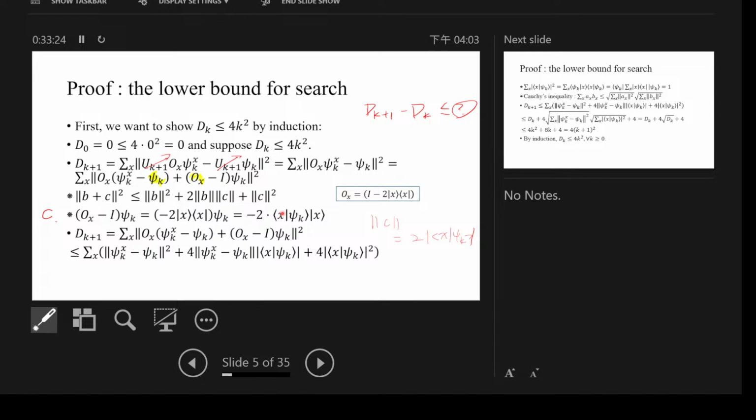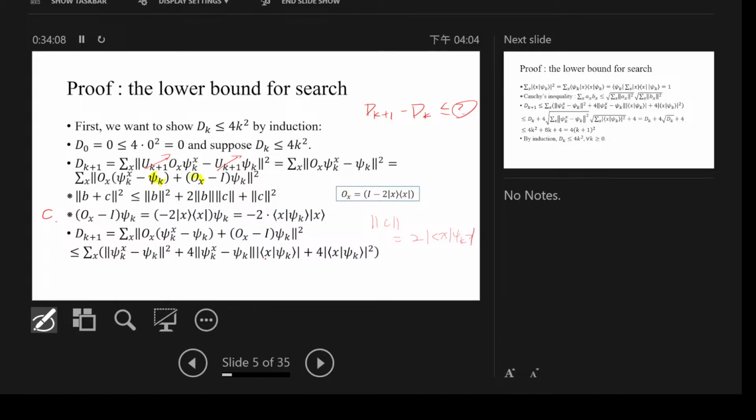Now we can write our dk plus 1. So it's this thing, and then we use a square expansion, not quite the triangle inequality, and we see that it's less than or equal to the first term squared, so b squared. Then we jump a few steps. For b squared we also use this identity again. When you take a norm, we don't care about OX here because OX is also a unitary. So norm b squared is just norm of psi xk minus psi k squared.